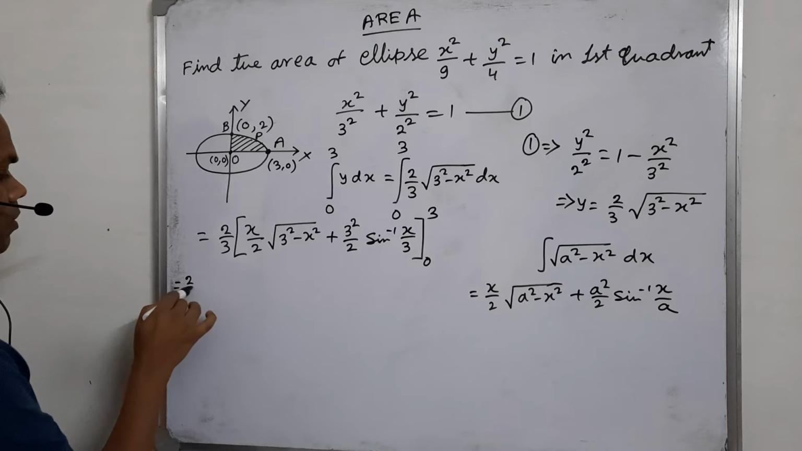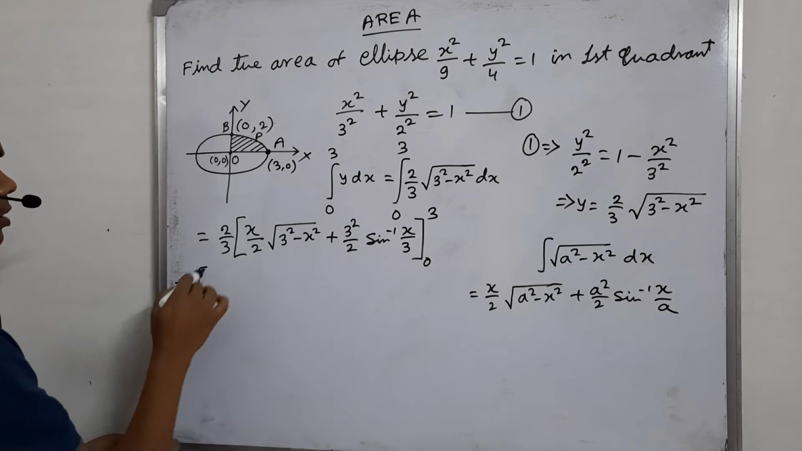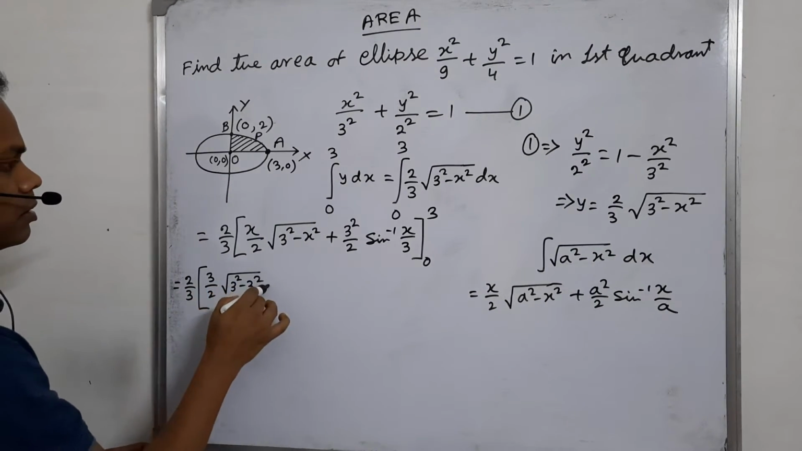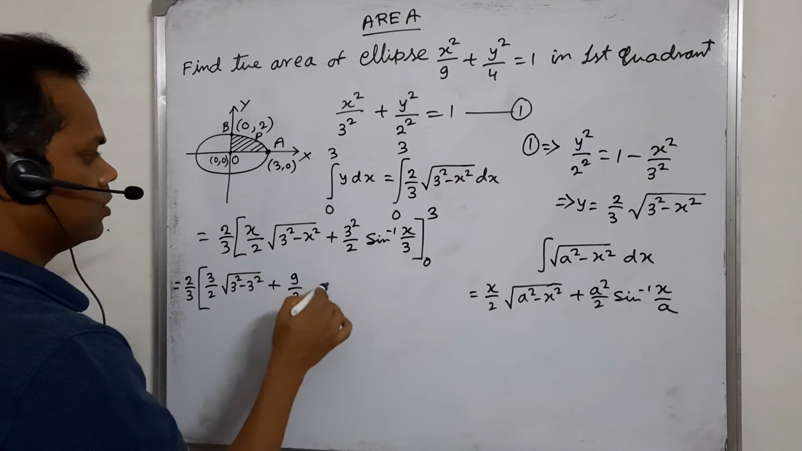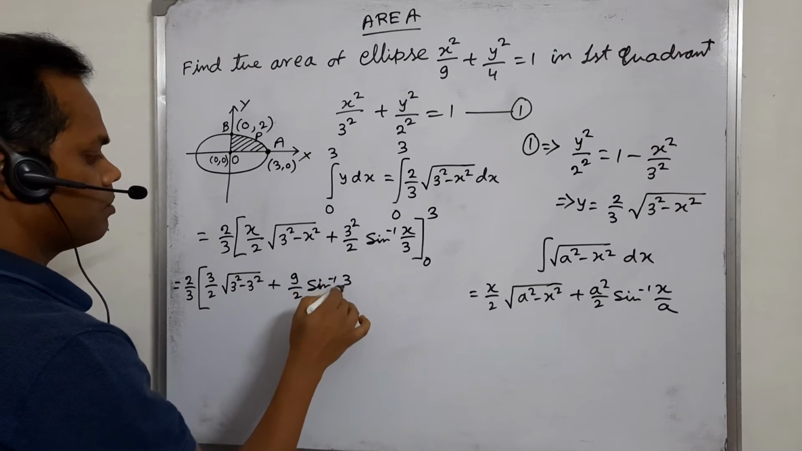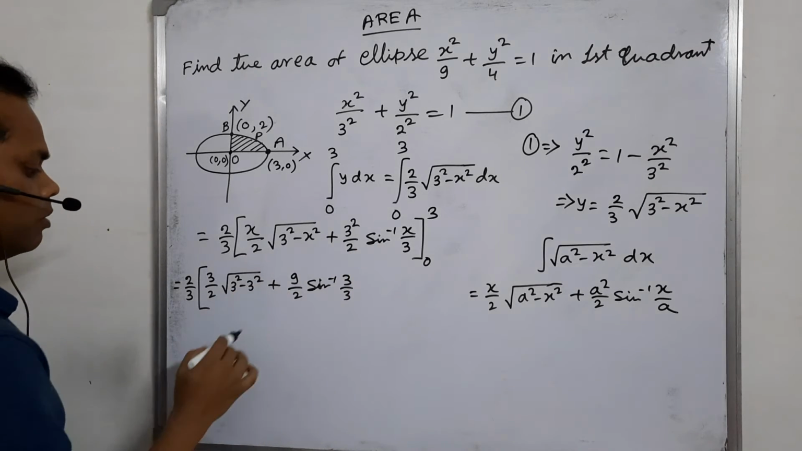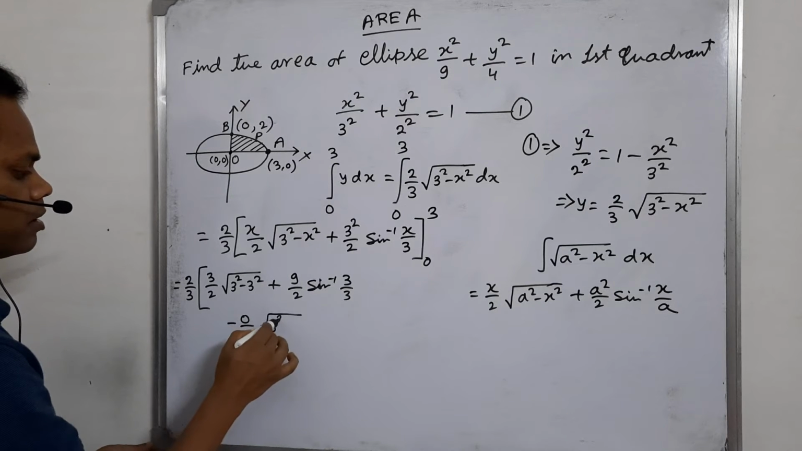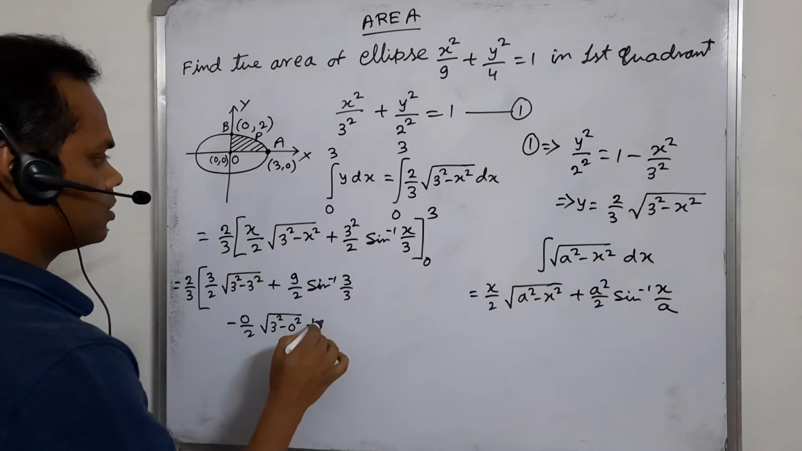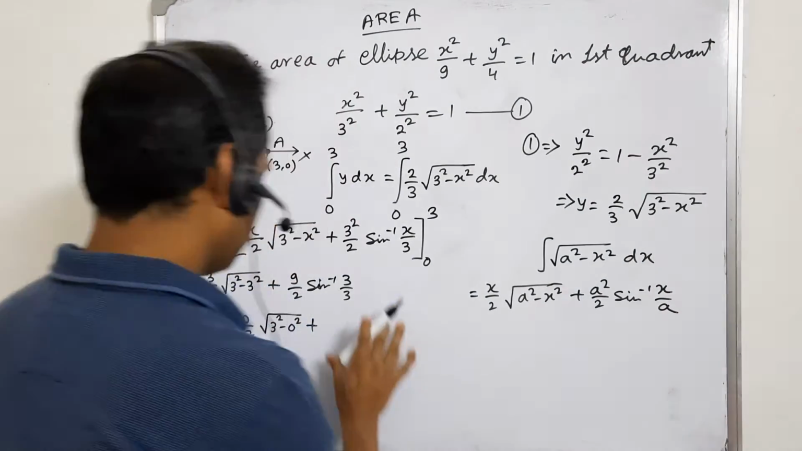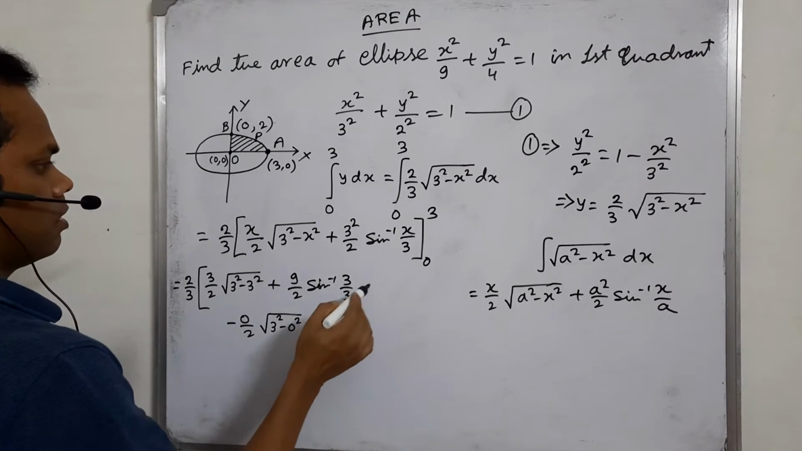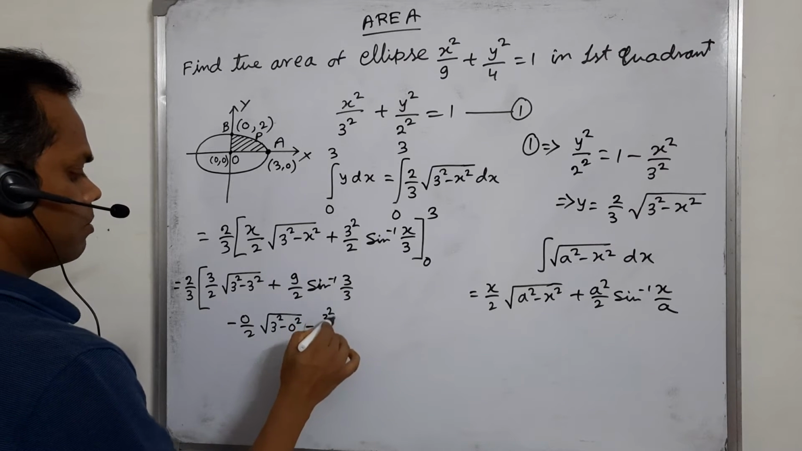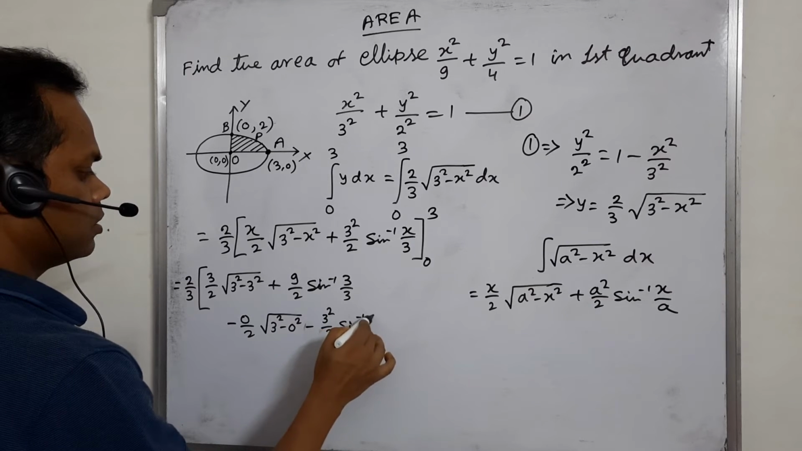So by putting the upper limit, x is replaced by 3: 3 by 2 root over 3 square minus 3 square plus 9 by 2 sine inverse 3 by 3, and by putting the lower limit, minus 0 by 2 root over 3 square minus 0 square plus 3 square by 2 sine inverse 0 by 3.